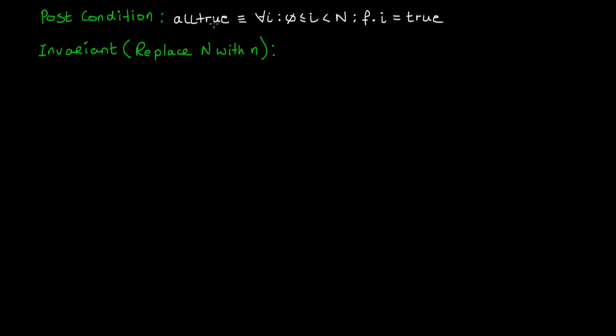So our post condition, all true, is equivalent to: for all i greater than or equal to 0 less than capital N, which is the N that defines the upper bound of our array, f.i equal to true. And we're going to create an invariant by replacing capital N with small n. We usually use small n as a convention here. We get rid of the capital N and replace it with a small n, and the small n signifies that it's a variable.